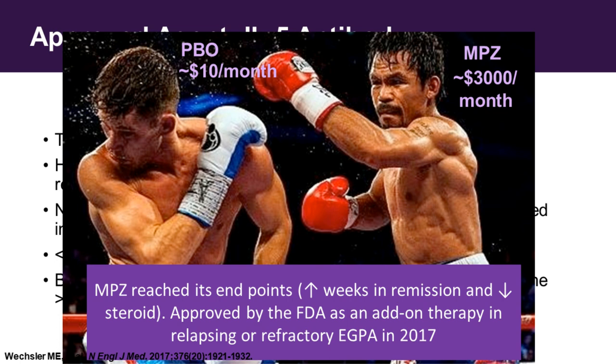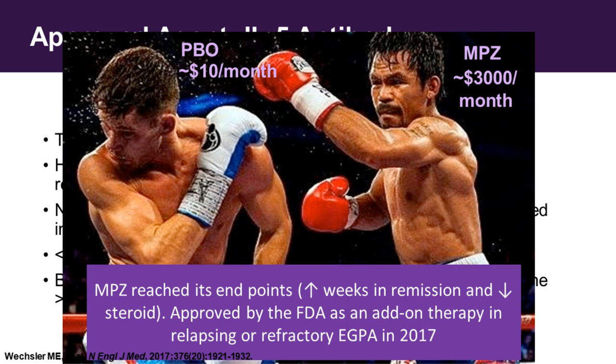Less than 10% were ANCA positive at baseline, so maybe some of the results might be a little more applicable to those who are ANCA negative. And there was a better response in those with elevated eosinophil count at baseline. Again, this makes sense based on what we know about IL-5 and eosinophils. So these are just things to keep in mind when you're thinking about the trial. Mepolizumab beat placebo. It reached its endpoint, especially increased weeks in remission and decreased steroid dose.